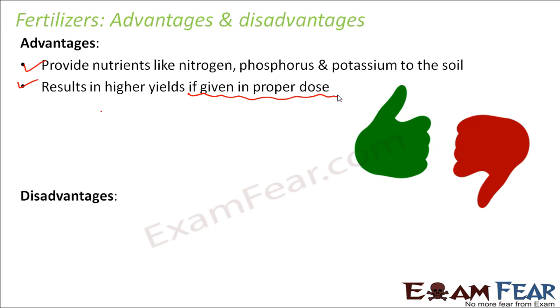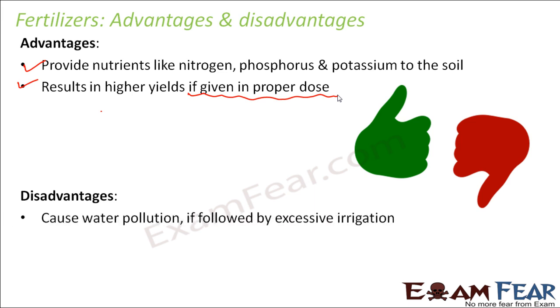But at the same time, there are certain disadvantages also associated with application of fertilizers. It can cause water pollution if followed by excessive irrigation. Now let us suppose you applied fertilizer to the soil and immediately after that you irrigated the field, or maybe there was heavy rain. So what will happen? The fertilizer might get washed away with the rainwater and finally it will get disposed of in the nearby river or pond or any water body. So that means it will cause water pollution of the nearest water body. So that is one disadvantage, and therefore fertilizer application should never be followed by irrigation.